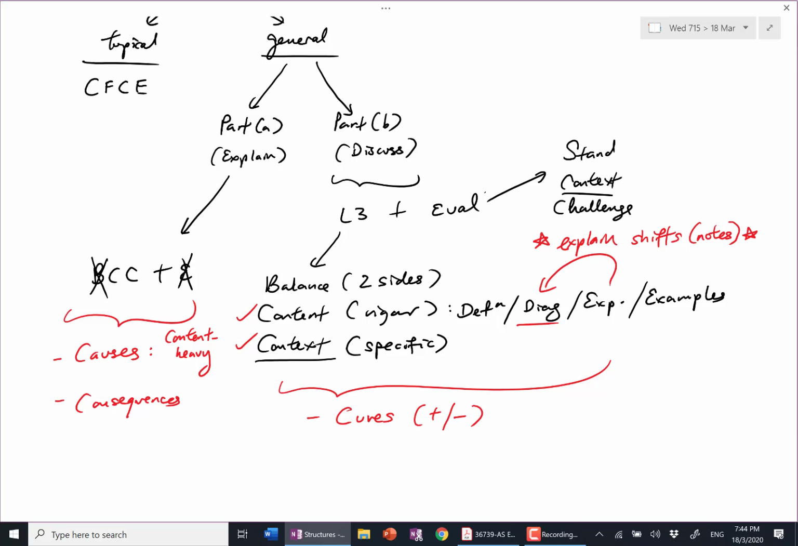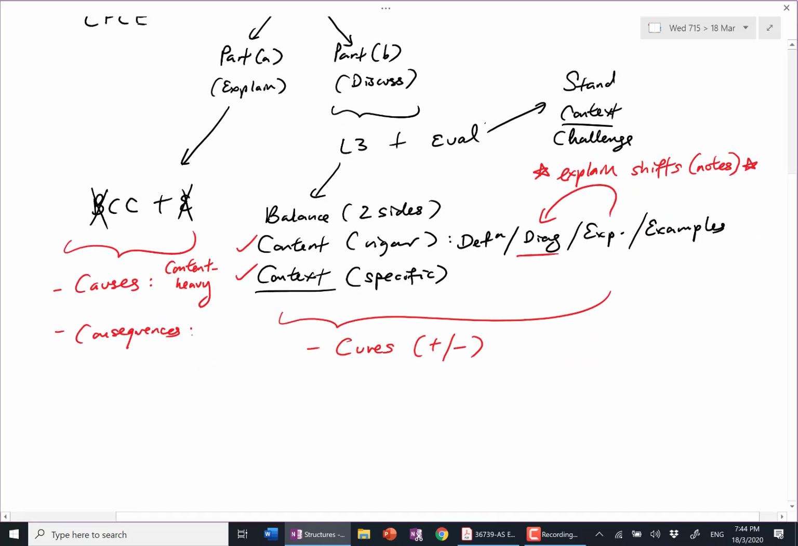Alright, okay. So, causes is content heavy because you can draw diagrams. You know what? Consequences is context heavy. For consequences, you don't really have diagrams. If I ask you to explain why a recession is bad, you don't draw a diagram. You draw diagrams mainly for causes. You look through your notes for consequences, it's more of a list of points to memorize.